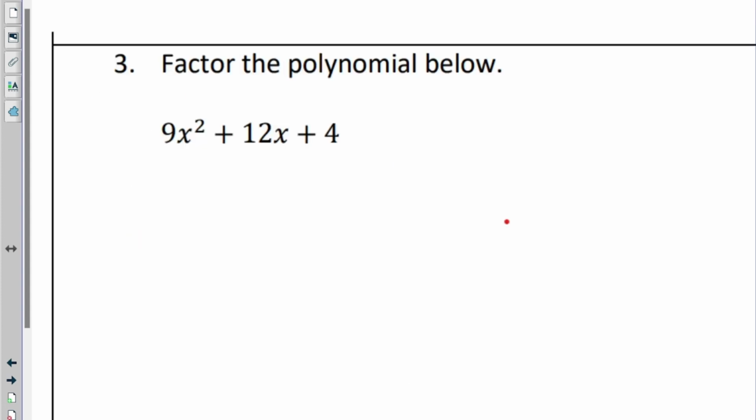Okay, cool. Next up, factor the polynomial. And this one, oh, I drew a little red dot right here.